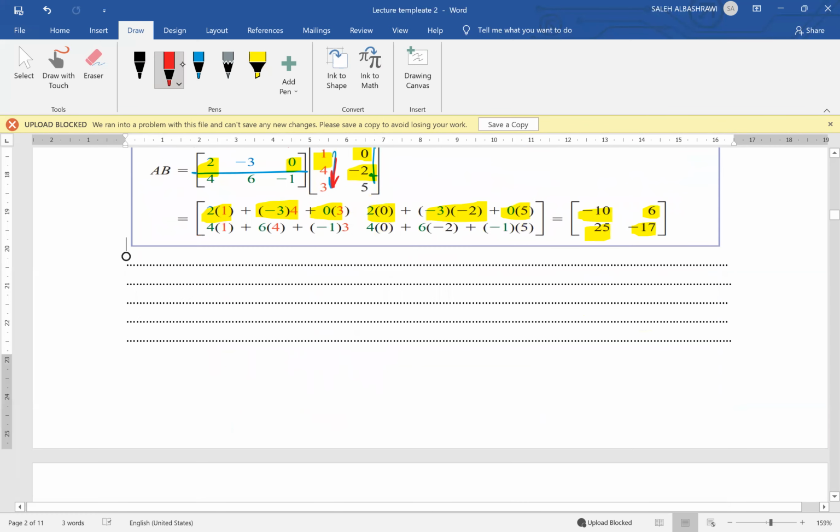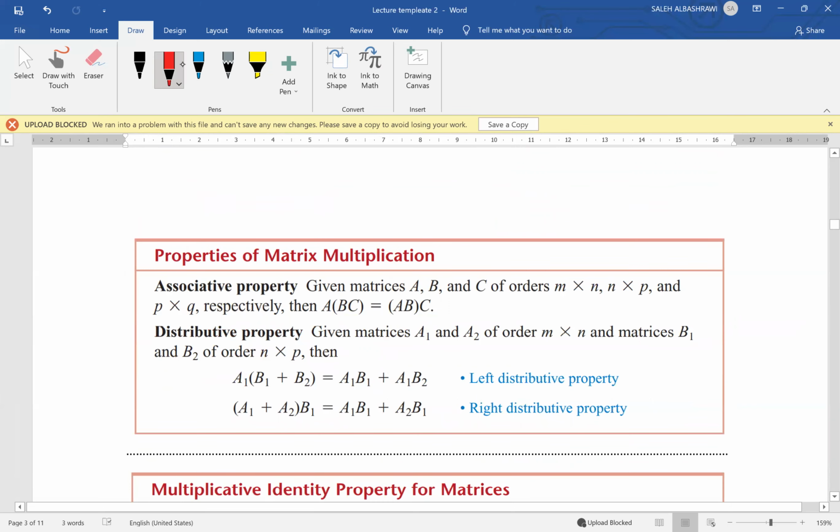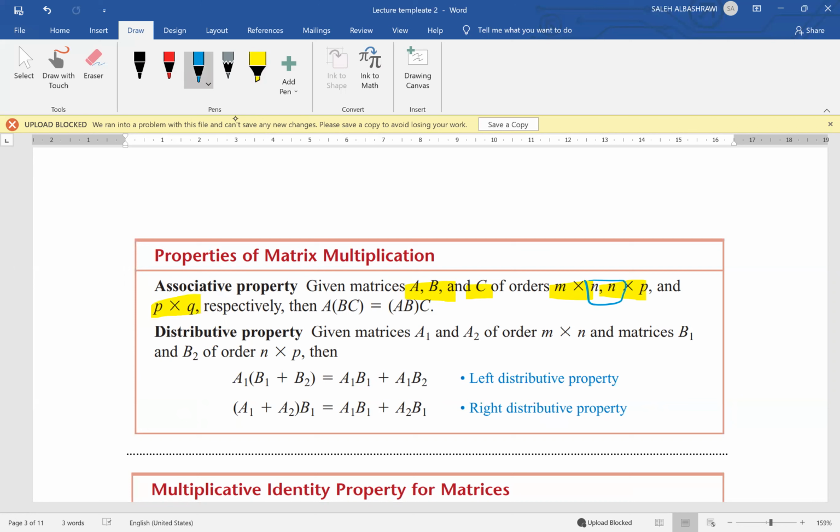Let's have some examples. Or speak about the properties first, then we see some examples. For the properties of multiplication, if we are given matrices A, B, C of order m by n, n by p, so we have to be careful about this condition, and p by q. Then A times BC equals ABC. This is the associative property.